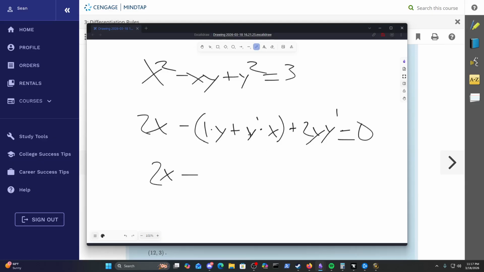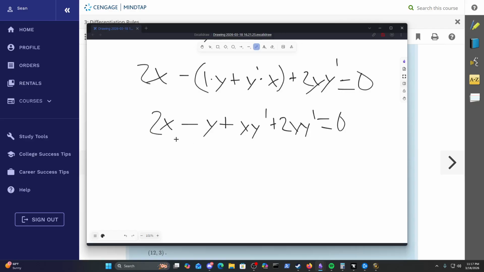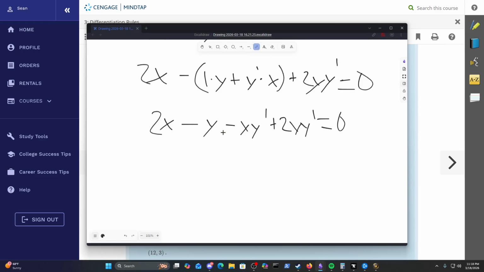2x minus, and then we'll combine and simplify. So again, remember we want to apply this negative to the entire thing. So we'll get minus y plus xy prime plus 2y times y prime equals 0. Now we just want to get the y primes isolated, so we'll add y and subtract 2x. Oh, I did not properly apply. Don't forget, because this whole thing is negative, this xy prime has to be negative. So we will add the y, subtract 2x. That'll leave us with negative xy prime plus 2y y prime equals y minus 2x.